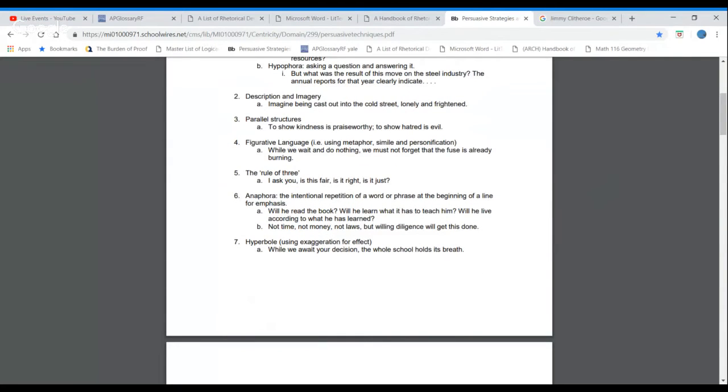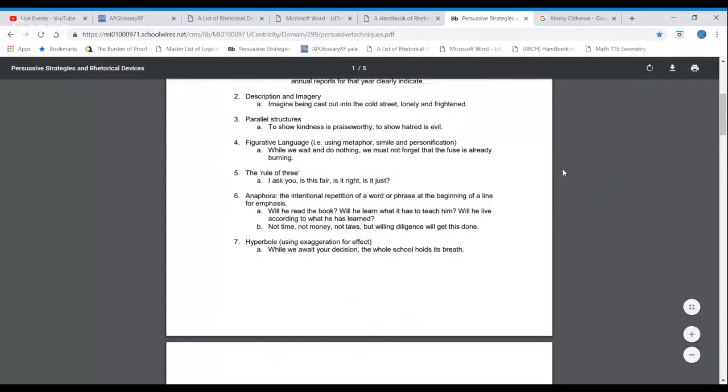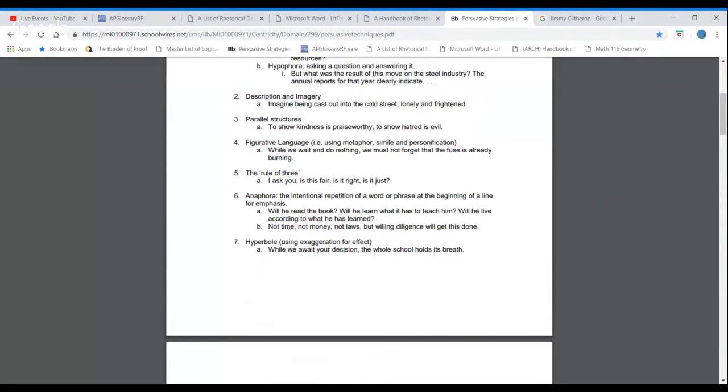Figurative language, i.e. using metaphor, simile, and personification. While we wait and do nothing, we must not forget that the fuse is already burning. The rule of three. I ask you, is this fair? Is this right? Is this just? We see politicians using that a lot, innit? The rule of three as well.